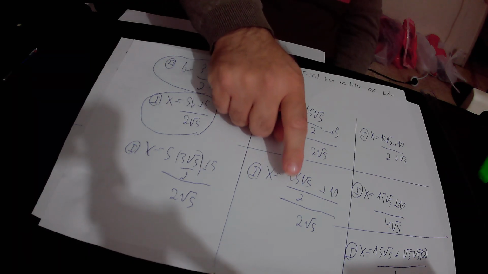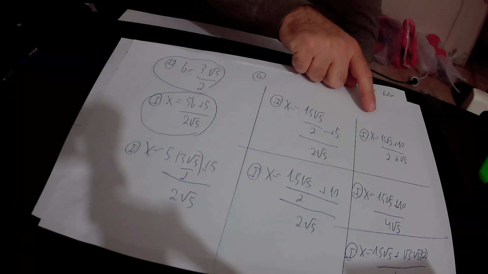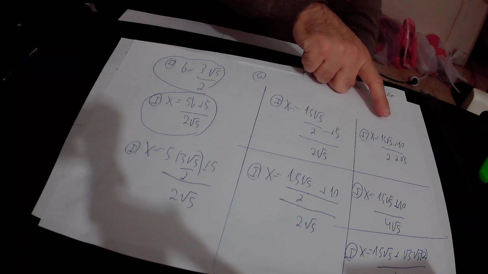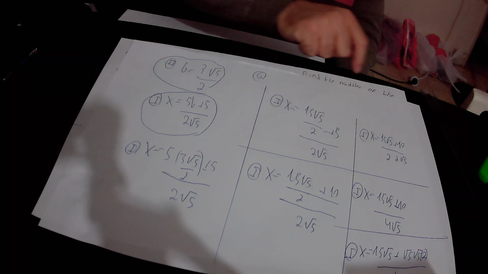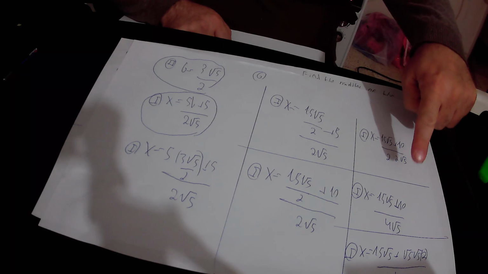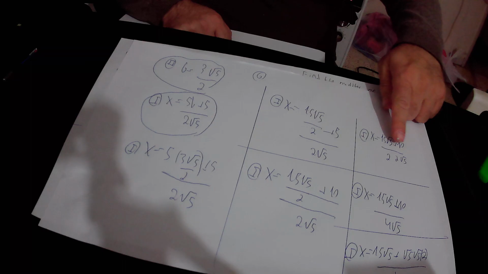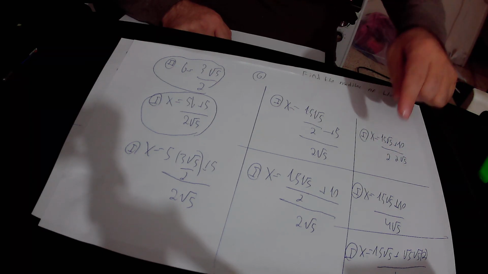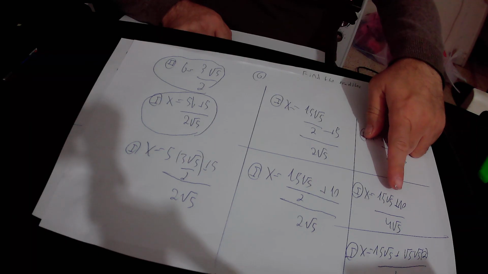Here we moved 2 times square root of 5 to the denominator, and finally we found out that x equals 15 times square root of 5 plus 10 over 2 times square root of 5. So x equals 15 times square root of 5 plus 10, and 2 times square root of 5 in total equals 4 times square root of 5. So according to equation number 1, x equals 15 times square root of 5 plus 10 over 4 times square root of 5.